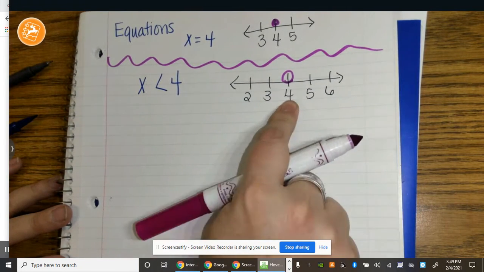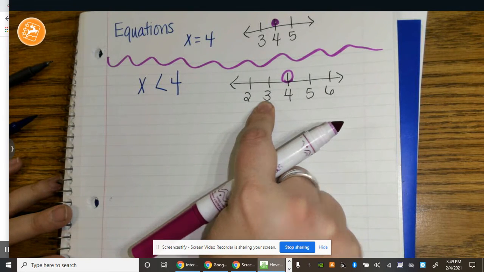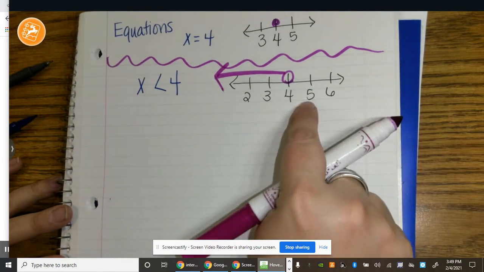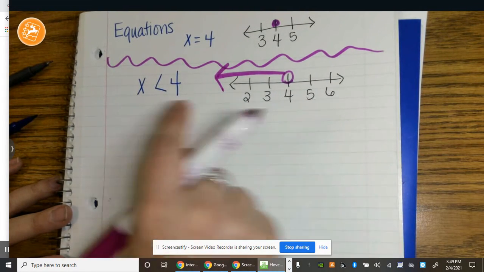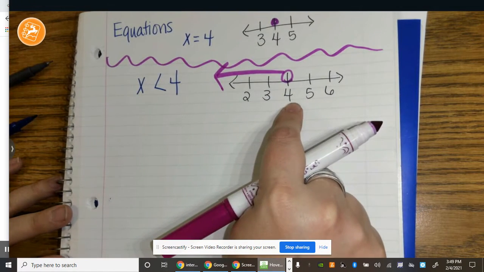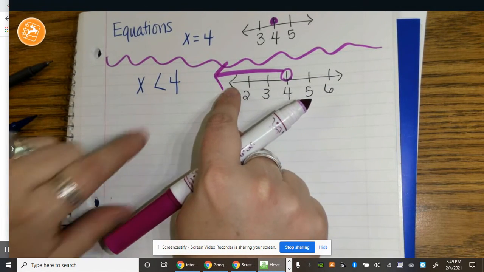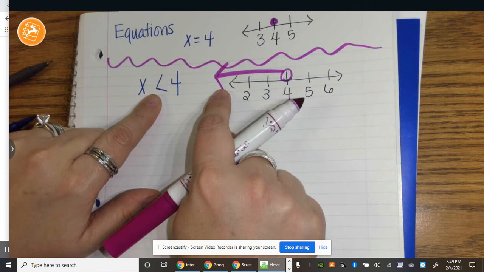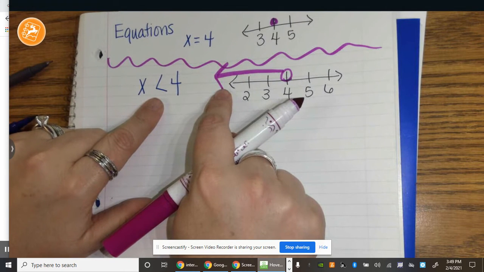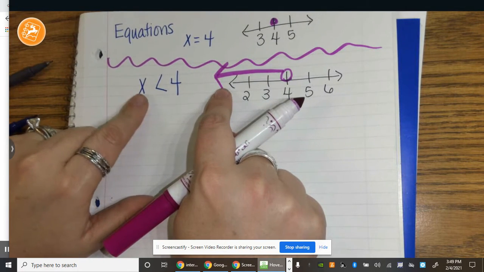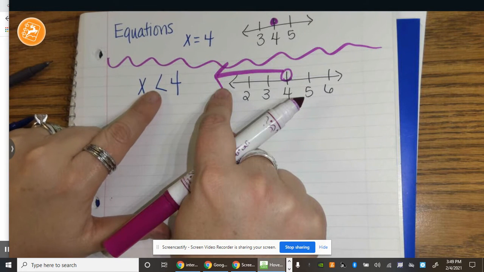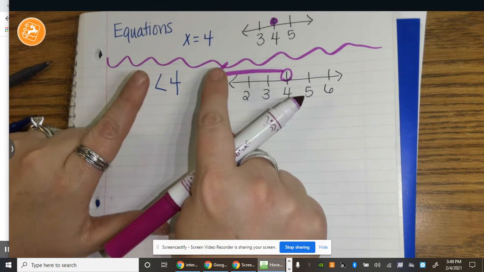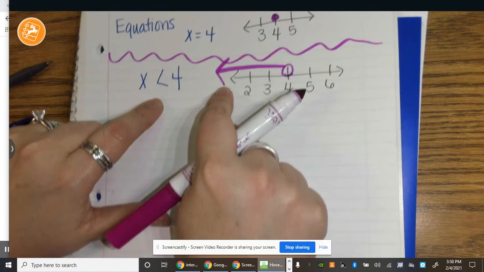Well, let's look. 3, is 3 smaller than 4? Yes. So my arrow is going to go in this direction. 5 is not smaller than 4, so it won't be this way. And 4 is not less than 4, so I would not shade that in. If you look closely, the inequality symbol and the arrowhead both face the same direction. I'm going to keep touching on this: if you have your variable first, your inequality symbol and your arrowhead will always go in the same direction.